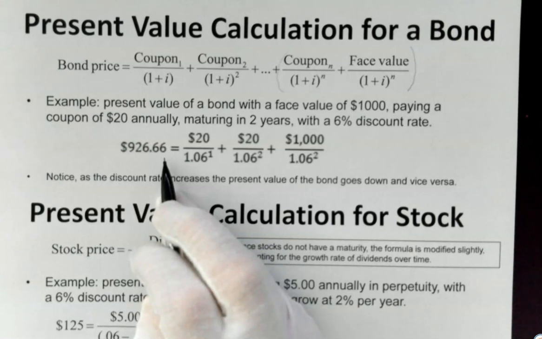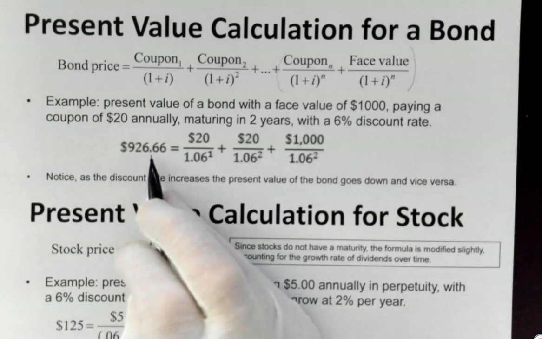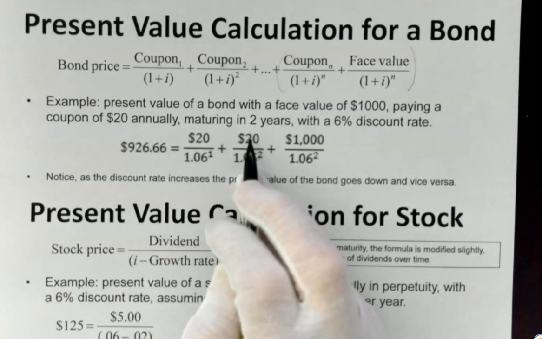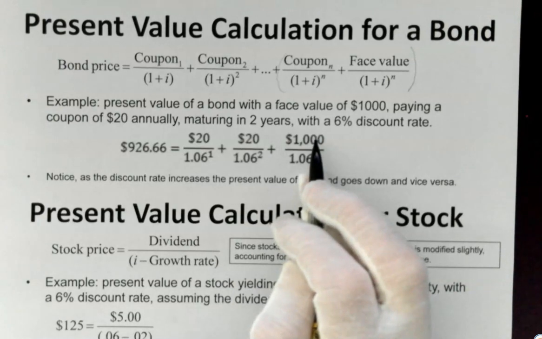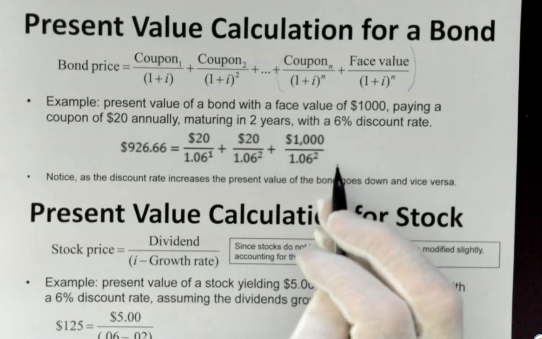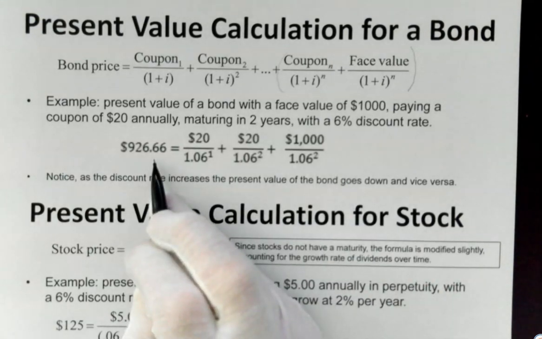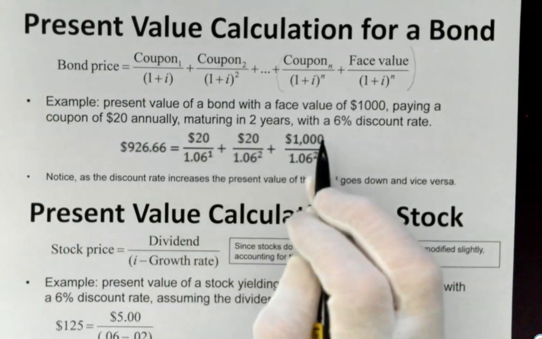and you get $926.66, which means someone would be willing to pay up to $926.66 to get $20 a year from now, $20 2 years from now, and $1,000 2 years from now, assuming interest rates are 6% in the economy. Why? Because if you had this amount and you invested it at 6%, you could create this exact flow yourself.